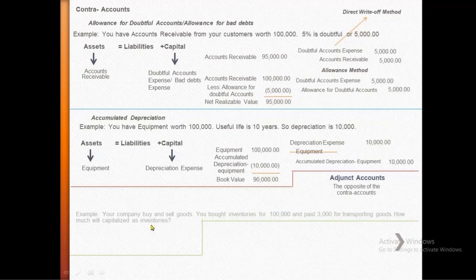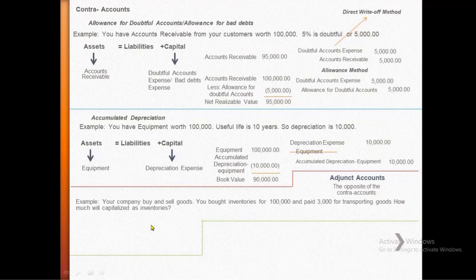An example is when your company buys and sells goods. For example, you bought inventories for 100,000 and paid 3,000 for transporting the goods. The question is, how much will be capitalized as inventories? To answer that, we have of course the purchase cost of 100,000 and the freight in of 3,000. So all in all, the capitalizable cost is 103,000. By the way, freight in is an example of an adjunct account. And that's it for this slide.